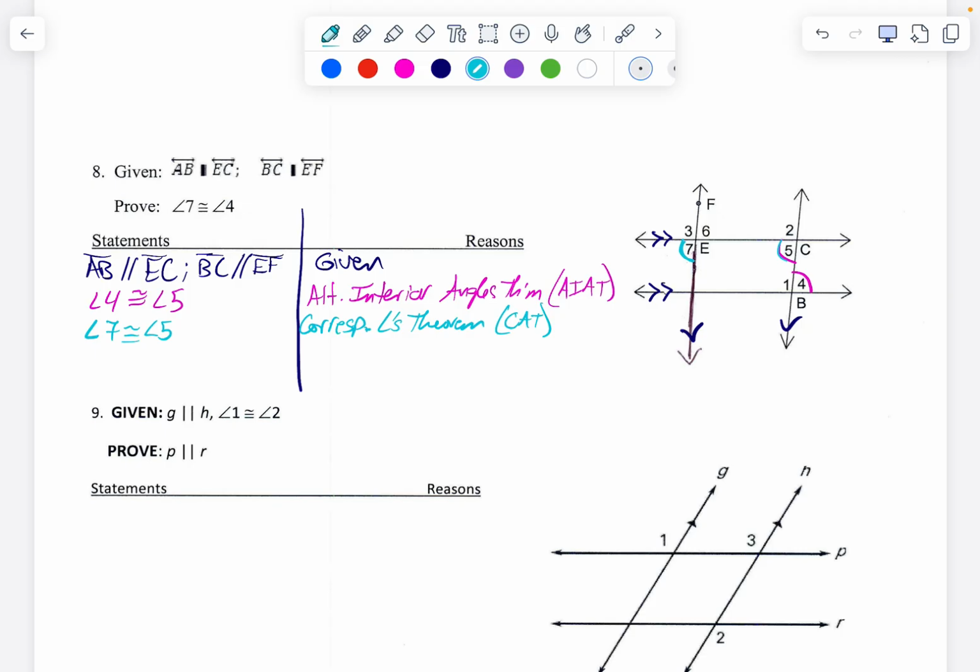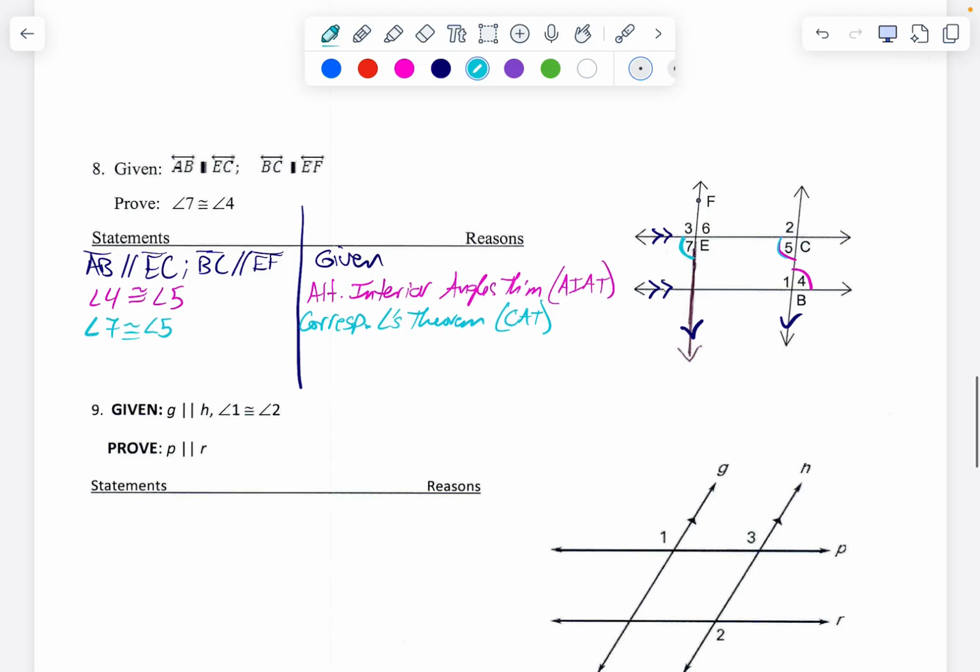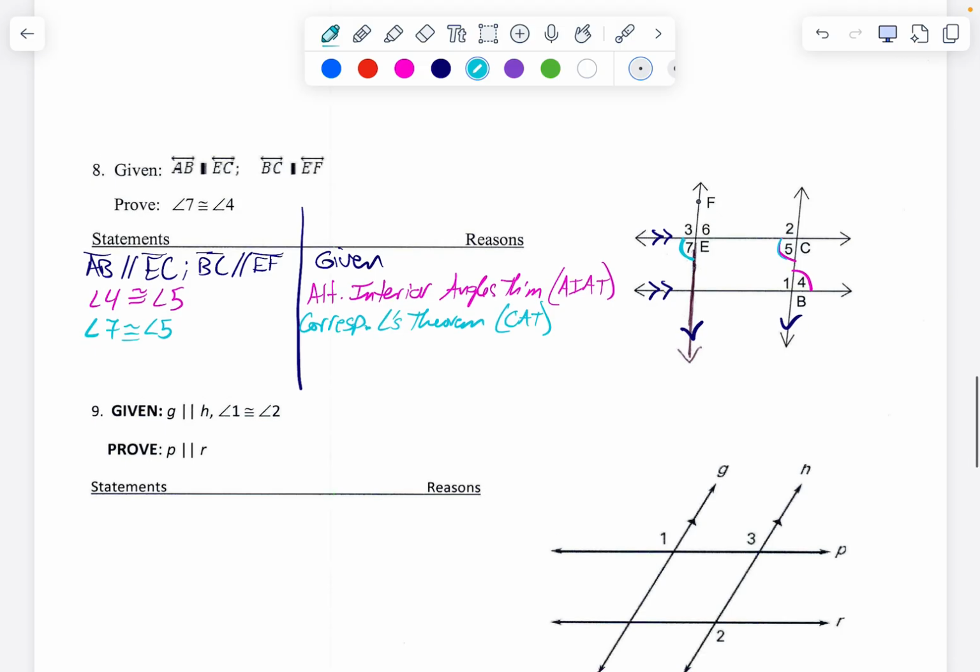Anytime you set up that ladder or that chain from one to the next, what can we say at the end to prove what we're after? Substitution. So 7 and 4. And it's because of this. We just take this 4 and we stick it here for the 5. Since 4 is 5, plug it in for 5, and now we have 7 is 4. And that's just by substitution.